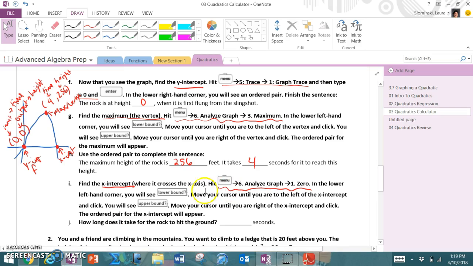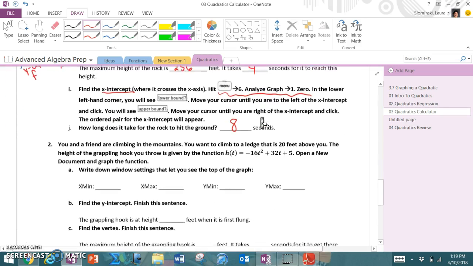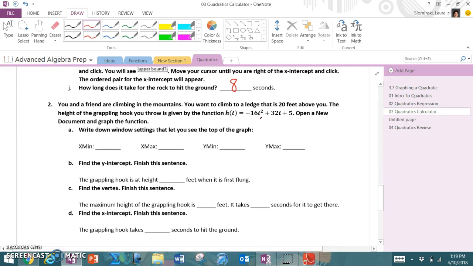Oops, sorry about that. So this is 8, 0, and again the 8 is the time, and the 0 is the height, which makes sense because that's when it's landing. So how long does it take to hit the ground? 8 seconds. So that's what we have to be able to do for this section. Graph it, find those 3 key points, and then be able to describe what they mean in the real world. So number 2 cuts down a little bit, so I want you to take a minute and try graphing this and finding all the information it gives.